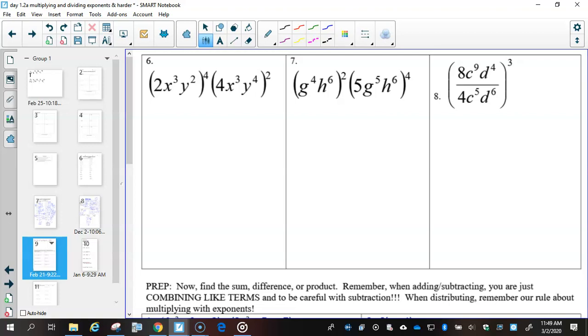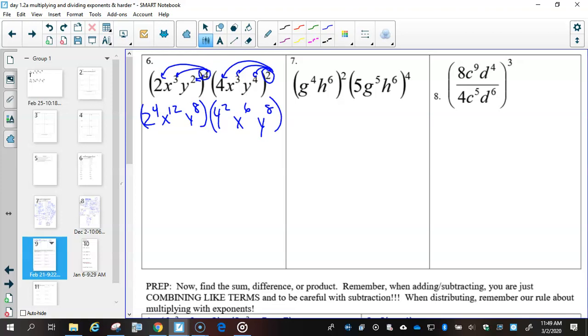What would be the first thing we would need to do? Multiply what? So multiply your exponents together. So we have 2 to the 4th, x to the 12th, y to the 8th, 4 squared, x to the 6th, y to the 8th.